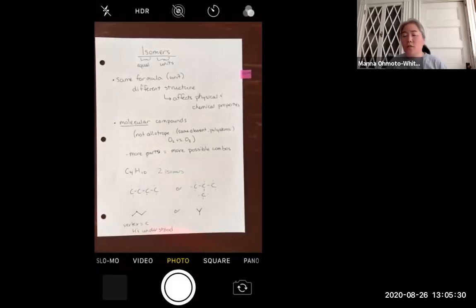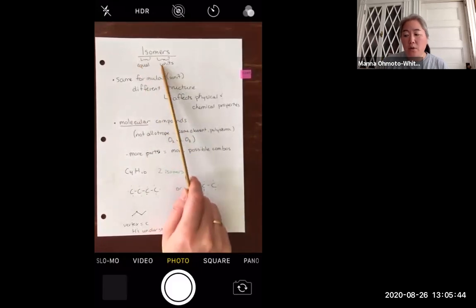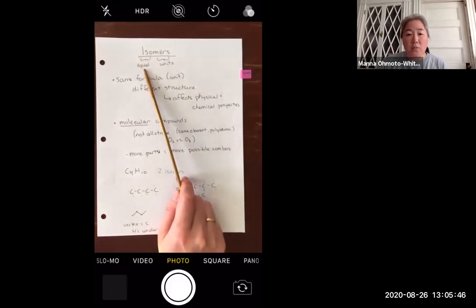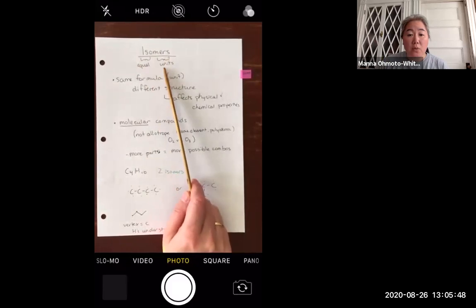Isomers. So isomers are compounds that have the same formula unit, but a different structure. And because they have a different structure, it affects their physical and chemical properties. So the word isomer comes from the term iso, which means equal, and mer, which means unit.